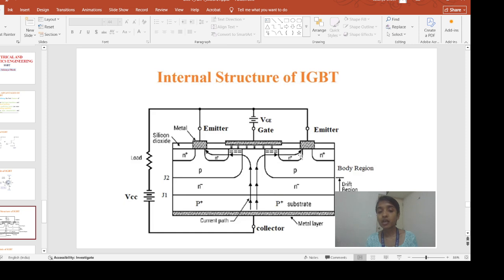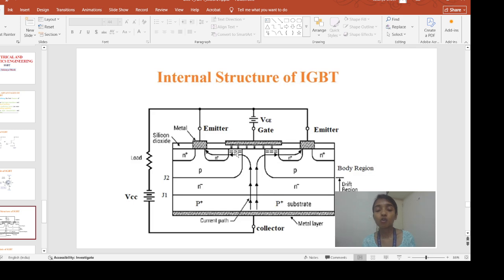In this P type body region, we have electrons as the minority charge carriers, so it will attract the electrons below this gate terminal. The more you apply the gate voltage, the more electrons will get attracted over here, so a channel will get formed. Once the channel is formed, the current will start flowing this way and this way. That means this N plus region is connected to this N minus region through this channel.